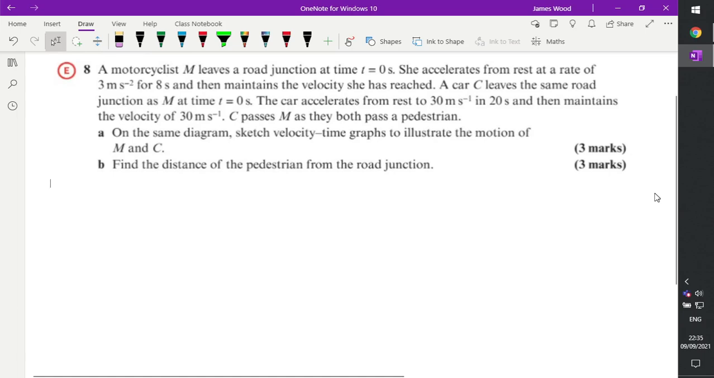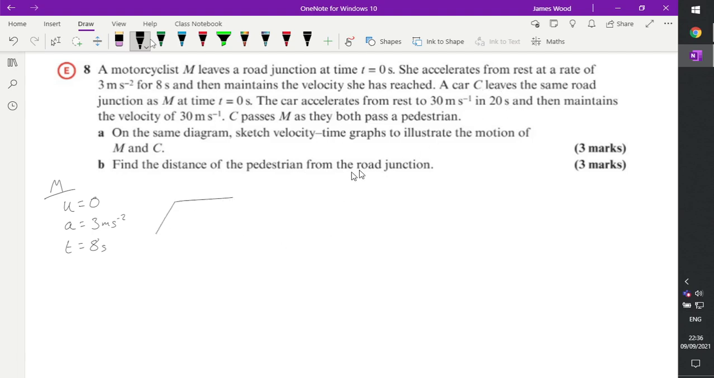So it says a motorcyclist M leaves a road junction at time t equals 0. She accelerates from rest at a rate of 3 meters per second squared for 8 seconds and then maintains the velocity she has reached. I'm going to just make some notes of this, I think. So they leave at time t equals 0, accelerate from rest. So I'm just going to put u, their initial speed, as 0, because it's from rest. The acceleration is 3 meters per second squared, and the time that takes is 8 seconds, and then maintains the velocity she's reached. So basically her graph is going to look like that.